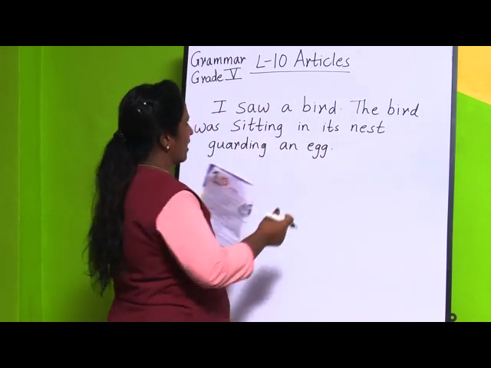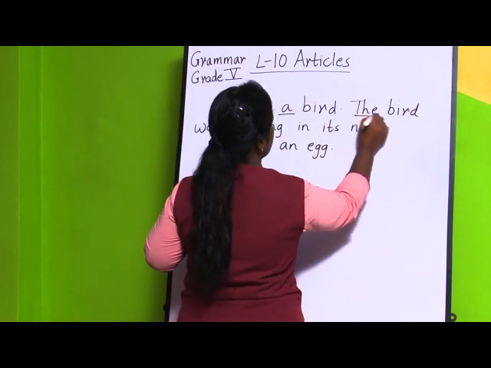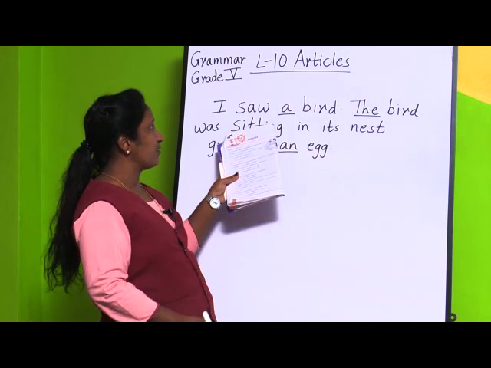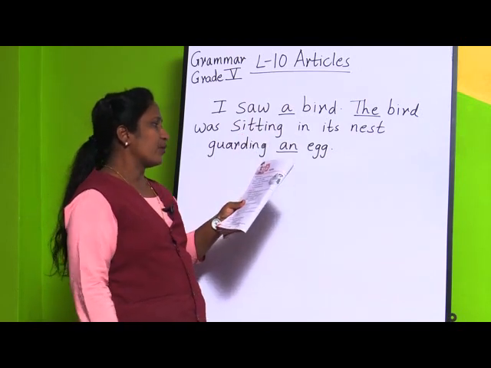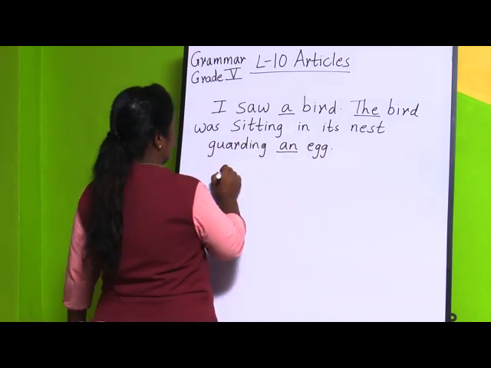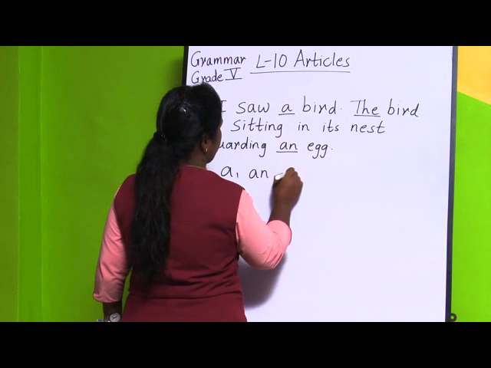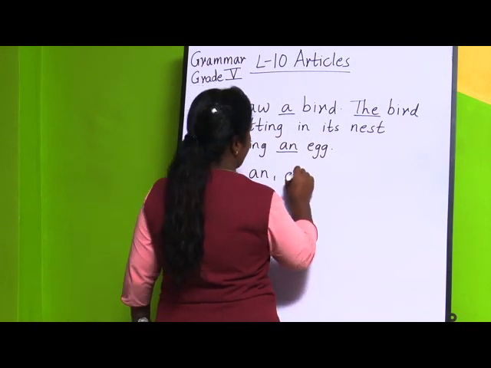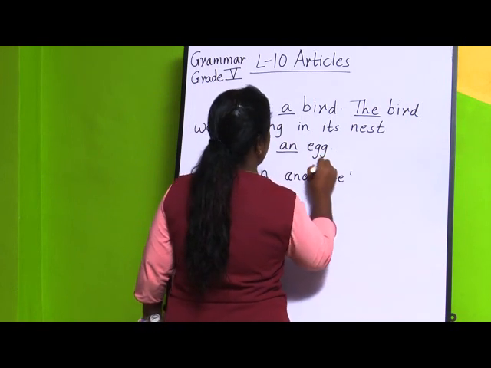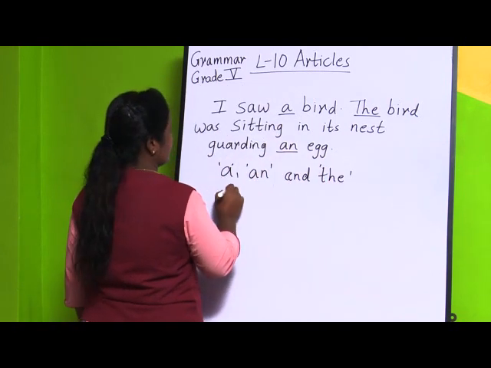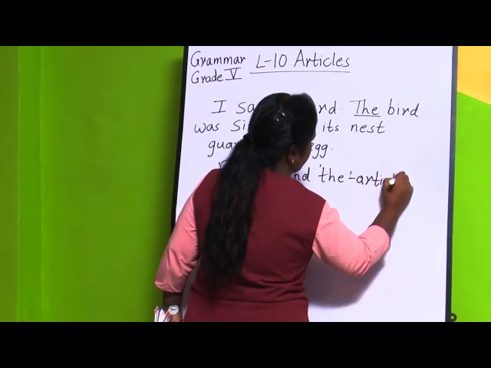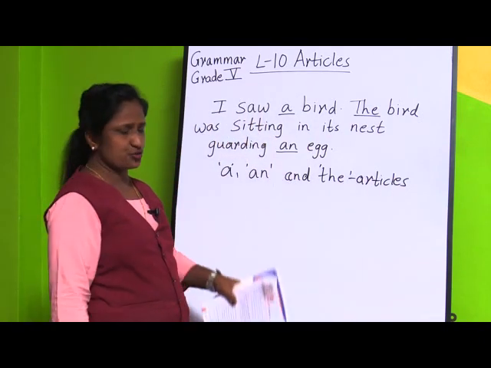If you see, I have underlined some words, that is a, the and an. The words a, an and the, they are called as articles. Why they are called as articles? We will be seeing in this topic.